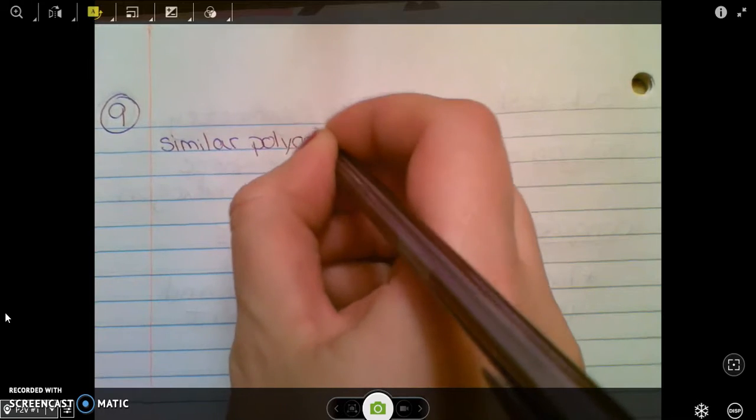Alright, so now I'm going to flip on over to the back of my paper. I'm going to put a number 9 in the corner to show I'm still in Unit 9 from my table of contents. So we just mentioned similar polygons, so we're going to define that now. So that's my next word or phrase. Similar polygons or similar figures.